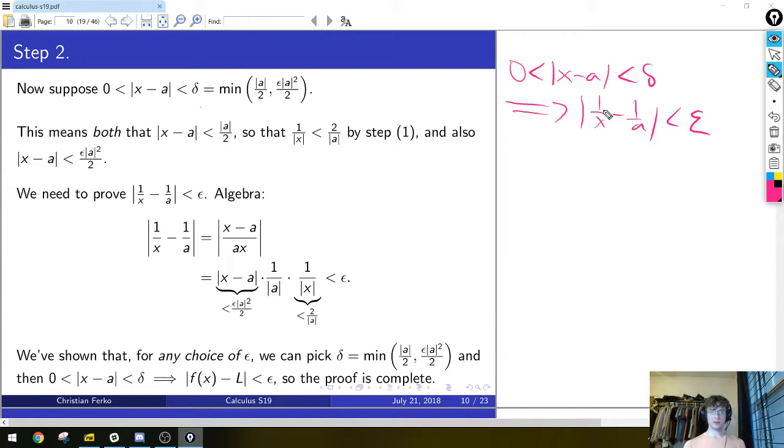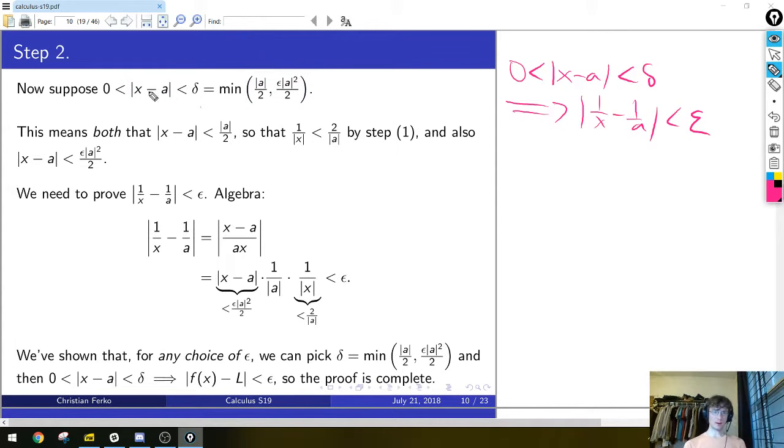So to prove that this implies this, you assume the first thing is true and show the second thing is true. So we suppose 0 is less than the absolute value of x minus a is less than delta, which is, again, the minimum of these two things. This is very important. If a number is less than the minimum of two numbers, it must be smaller than each of those two numbers separately, right? Because the minimum is simply whichever of these two is smaller. So if this thing is smaller than whichever of these two is the smaller, it's smaller than both of them.